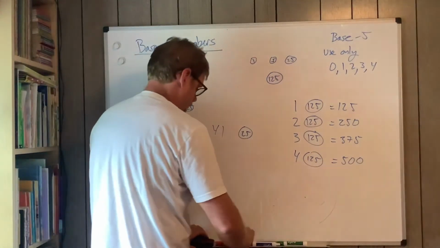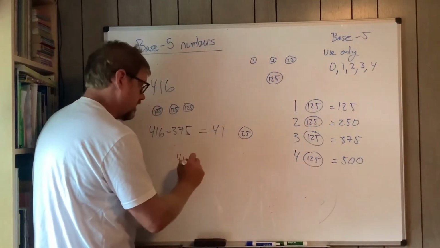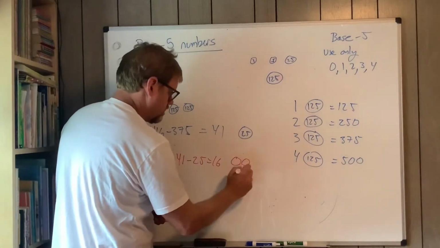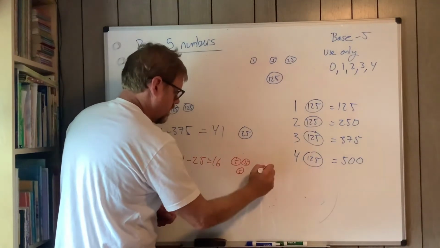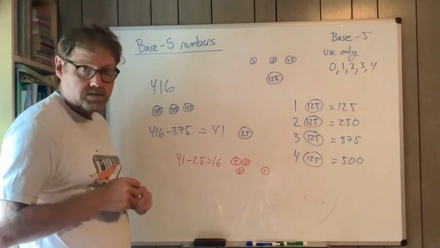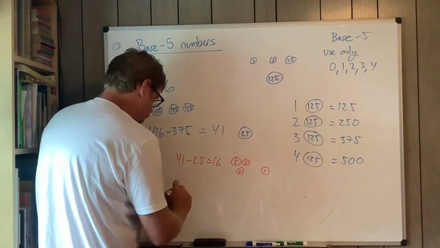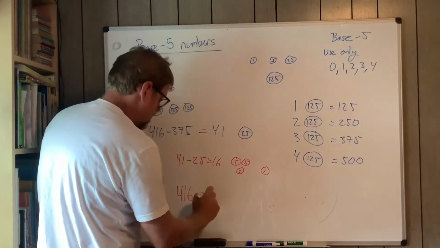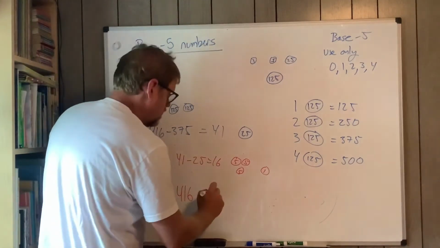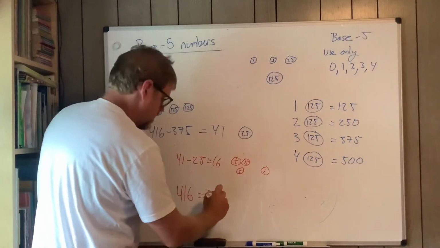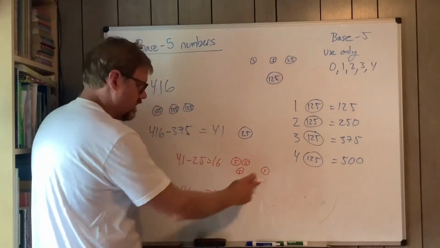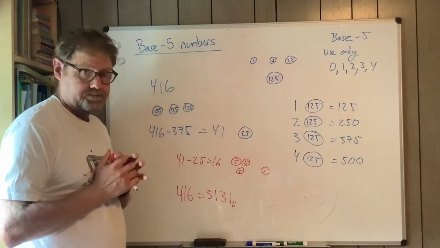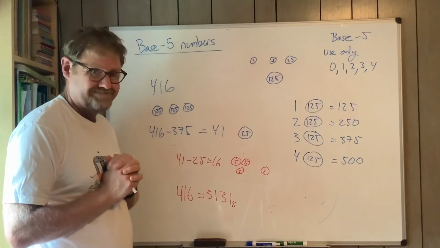Right? And then I have 41 minus 25 is 16, which is 1, 2, 3 nickels and a penny. So 416 in base 10 is 3 125s, 1 quarter, 3 nickels, 1 penny, right? Subscript 5, so we know it's base 5. Okay. Interesting.